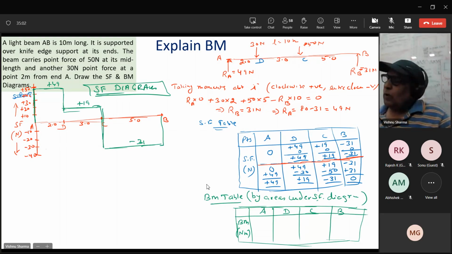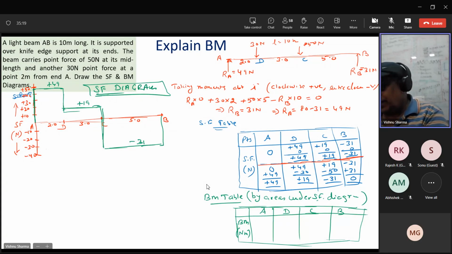Now, just one time you do it, if you don't understand, just tear off a page, keep it in your hand, and cover the SF diagram in such a way, put it on the SF diagram and see how much area of the SF diagram is to the left of A. How much area of the SF diagram is to the left of A? Tell me.